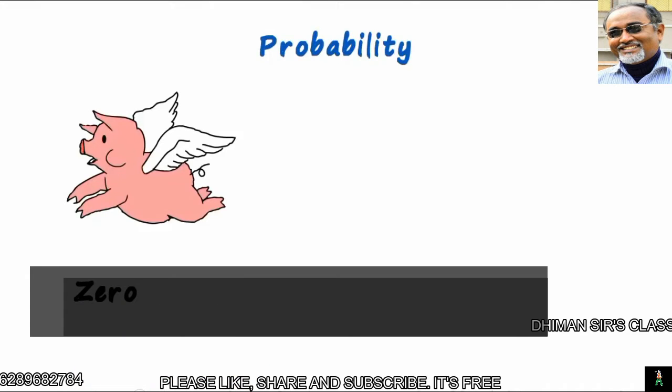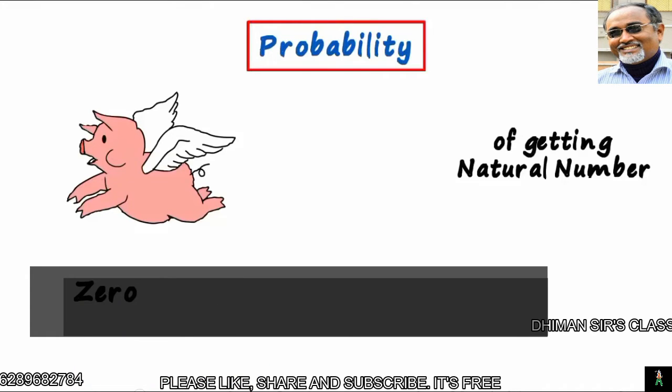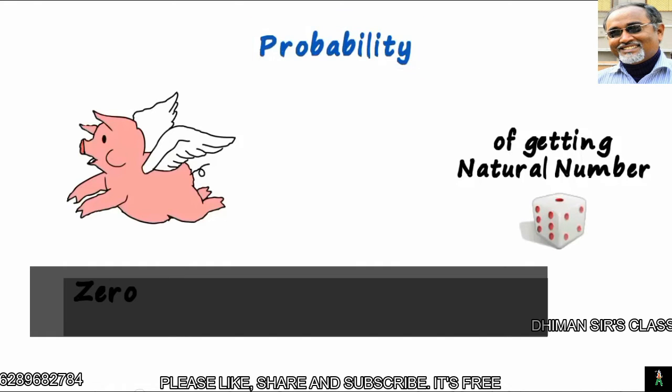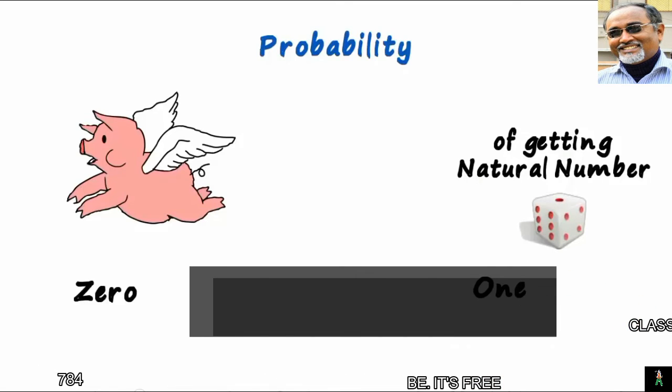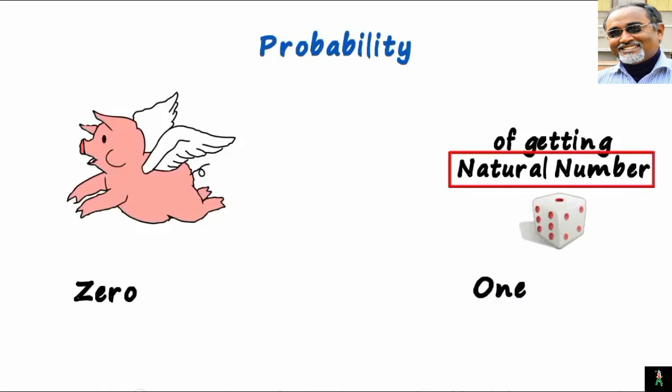Okay, another one. What is the probability of getting a natural number on the roll of a fair die? No matter how the die is rolled, you will get a number between 1 and 6, all of which are natural numbers. The probability is 1. We will definitely get a natural number on the roll of a fair die.